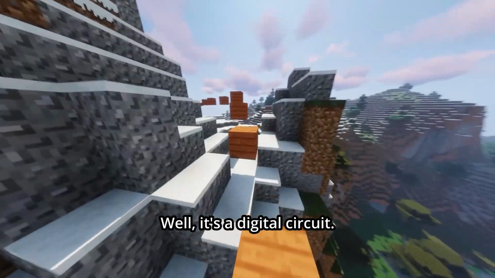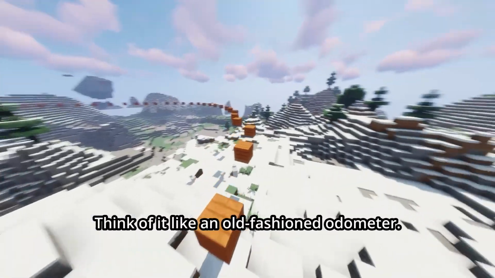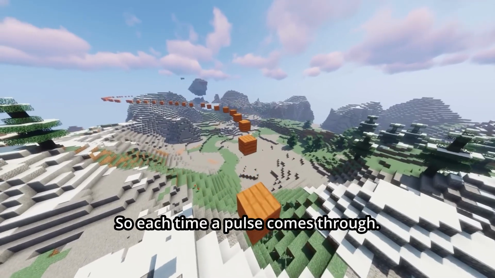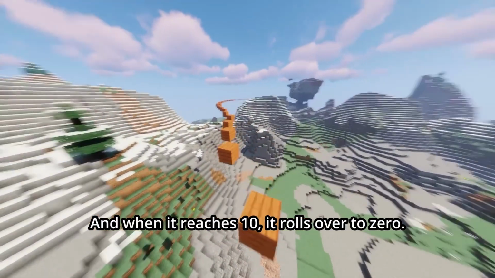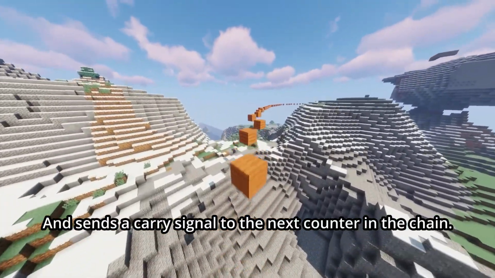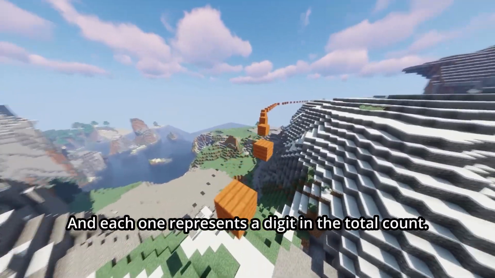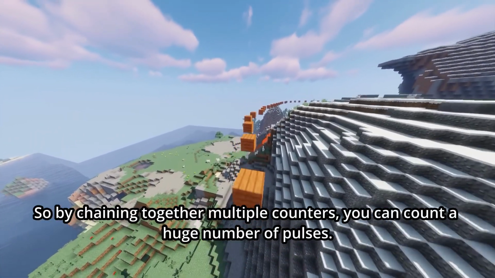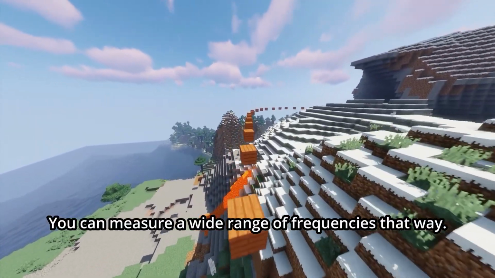Well, it's a digital circuit that can count up to 10. Up to 10? Yeah. Think of it like an old-fashioned odometer. Okay, like in a car? Yeah, with those numbers flipping over. Right. So each time a pulse comes through, the counter increments its count, and when it reaches 10, it rolls over to 0. And sends a carry signal to the next counter in the chain. So it's like a chain of these odometers. Exactly. And each one represents a digit in the total count. That's really clever. So by chaining together multiple counters, you can count a huge number of pulses. You can measure a wide range of frequencies that way.